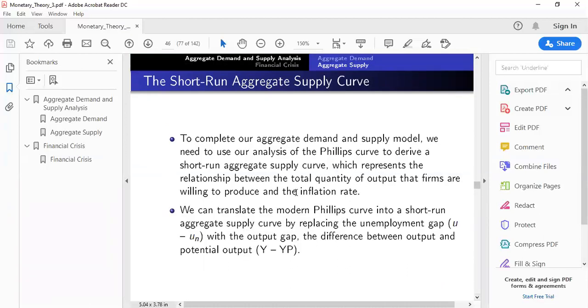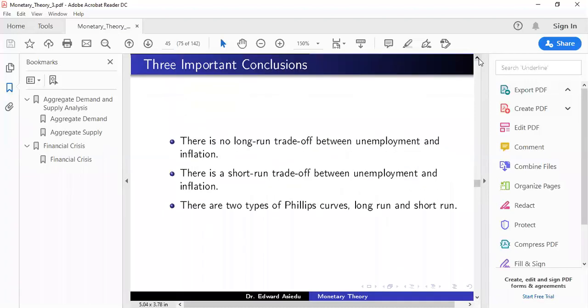So to complete this analysis, we can translate the modern Phillips curve, the Phillips curve that we just saw, into a short-run aggregate supply curve by replacing the unemployment gap, which is the difference between your unemployment levels and the natural rate of unemployment, with the output gap, which is the difference between your output and your potential output. You can easily go back and see how.